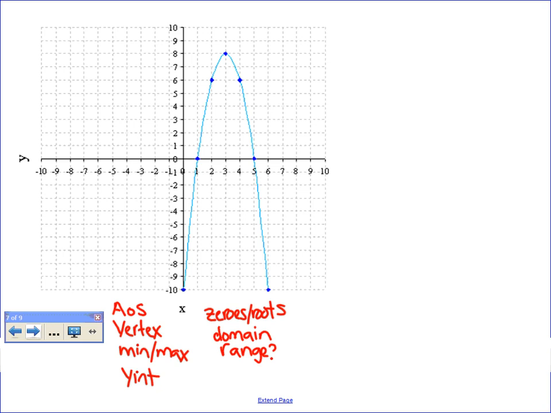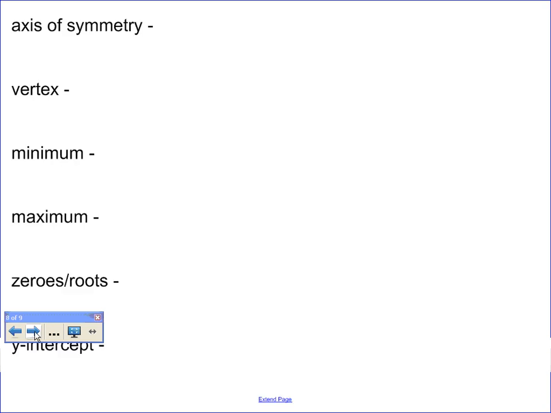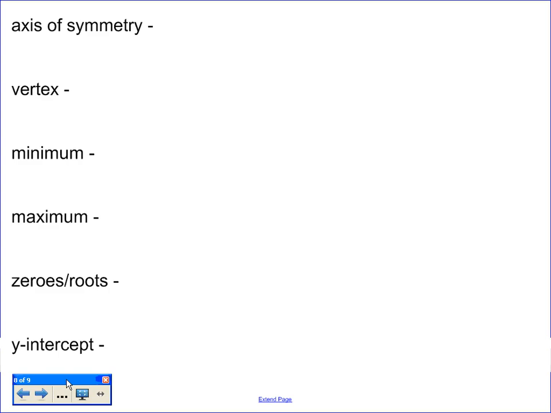When you're done, I'd like you to please tell me your definition of these words as they relate to parabolas, as they relate to quadratic functions. And I'll see you in class.